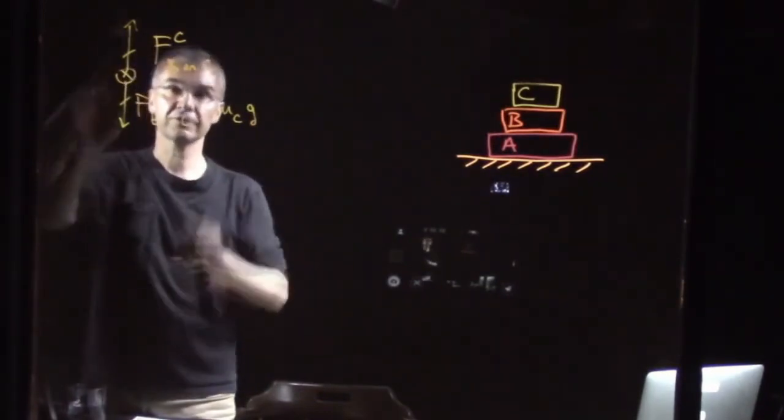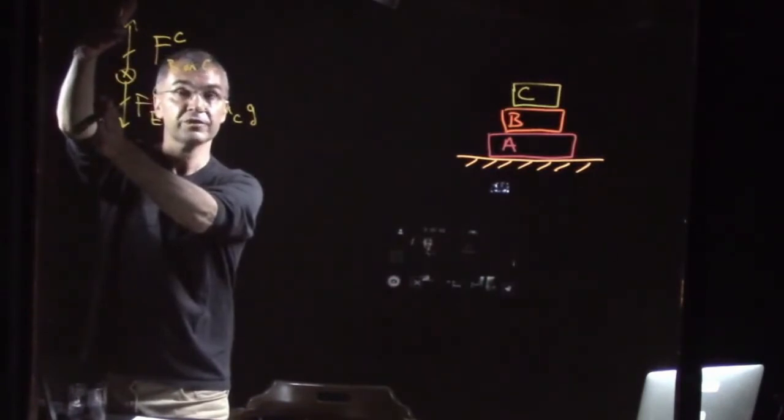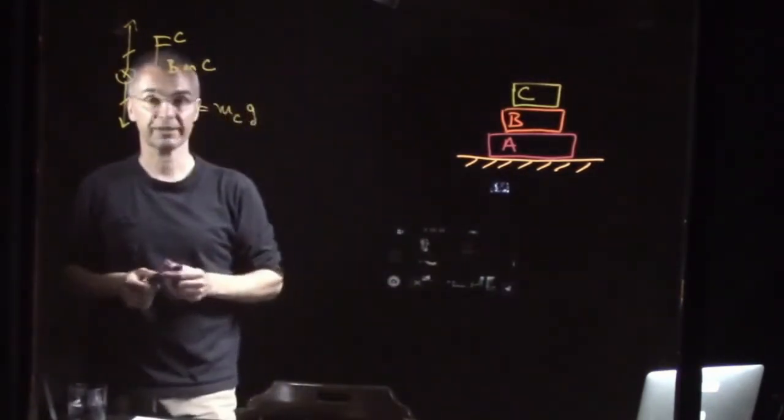So then, from the fact that there are no arrows horizontally, and the two vertical arrows offset one another perfectly, they balance each other, so the acceleration of C is 0. That's kind of by design, by construction.